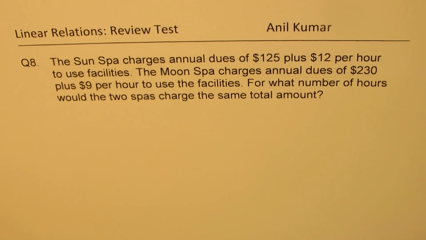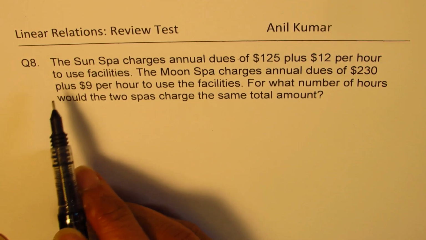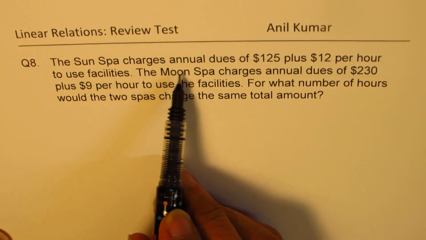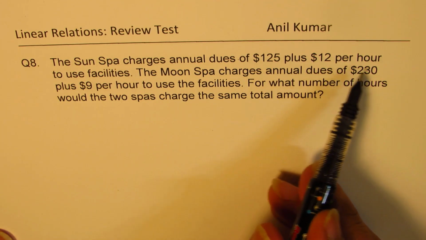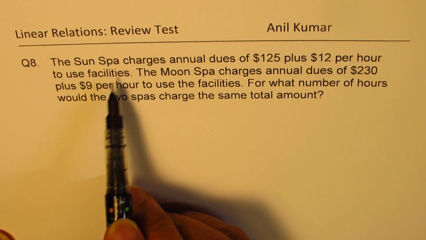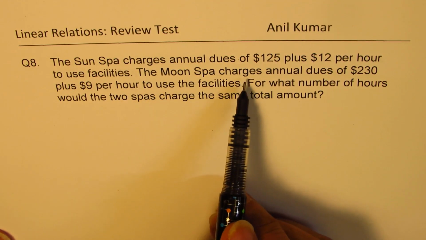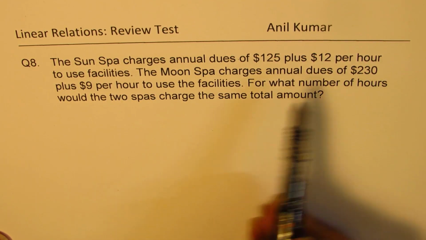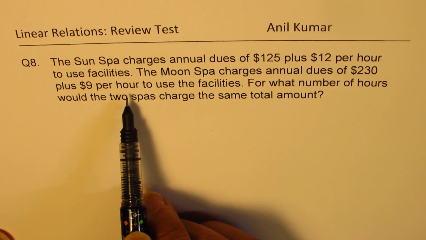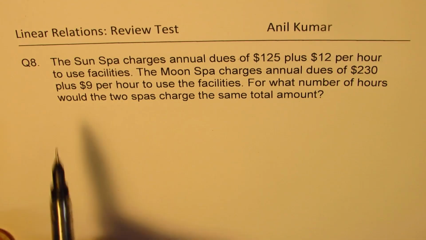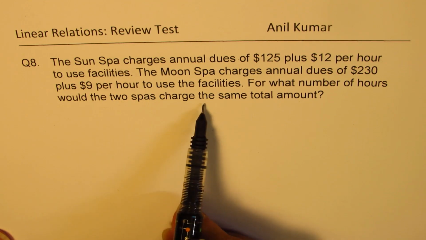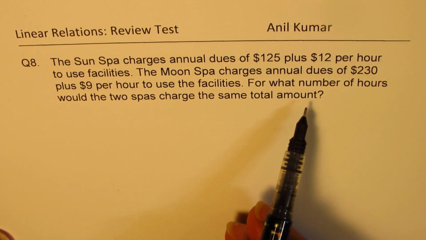Now we have 4 word problems relating to linear relations. Question number 8 here is, the Sun Spa charges annual dues of $125 plus $12 per hour to use facilities. The Moon Spa charges annual dues of $230 plus $9 per hour to use the facilities. For what number of hours would the two spas charge the same total amount?